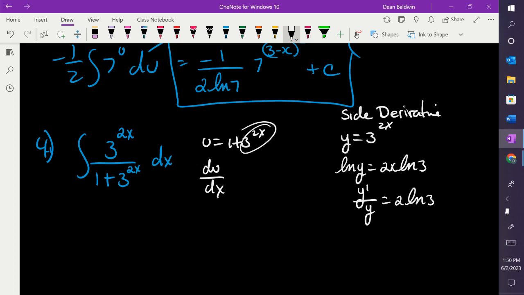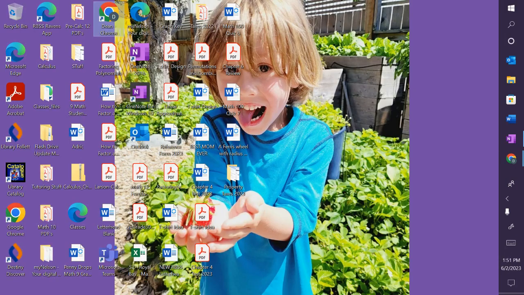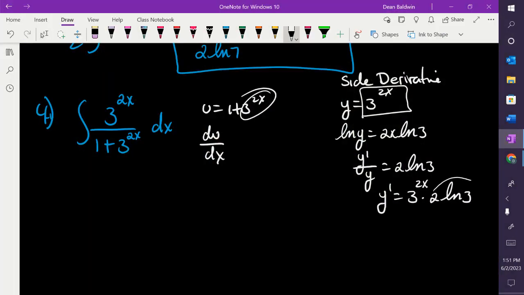Then what do we do? Multiply the y up, and what is y? It's 3 to the power of 2x, so we got y prime is equal to 3 to the power of 2x times 2 natural log of 3. If you want to clean that up, what can I do with the 2 there? Yeah. I could move this 2 up to there and get natural log of 9 just to clean it up a little bit.